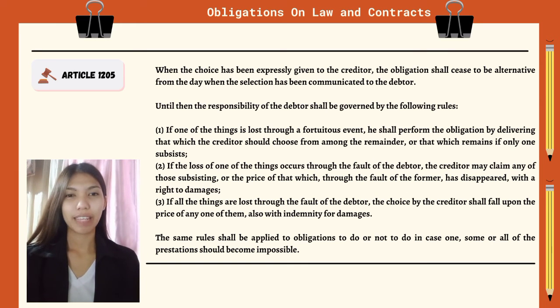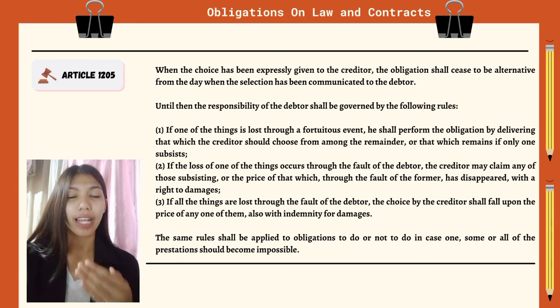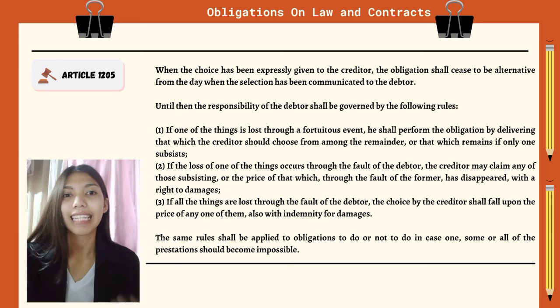Article 1205 is applicable when the right to choose belongs to the creditor. So in this provision, we see in the first paragraph that for the choice to belong to the creditor, the right must be expressly given to the creditor, and the obligation shall cease to be an alternative obligation from the day the selection has been communicated to the debtor. It may be written or verbal communication.